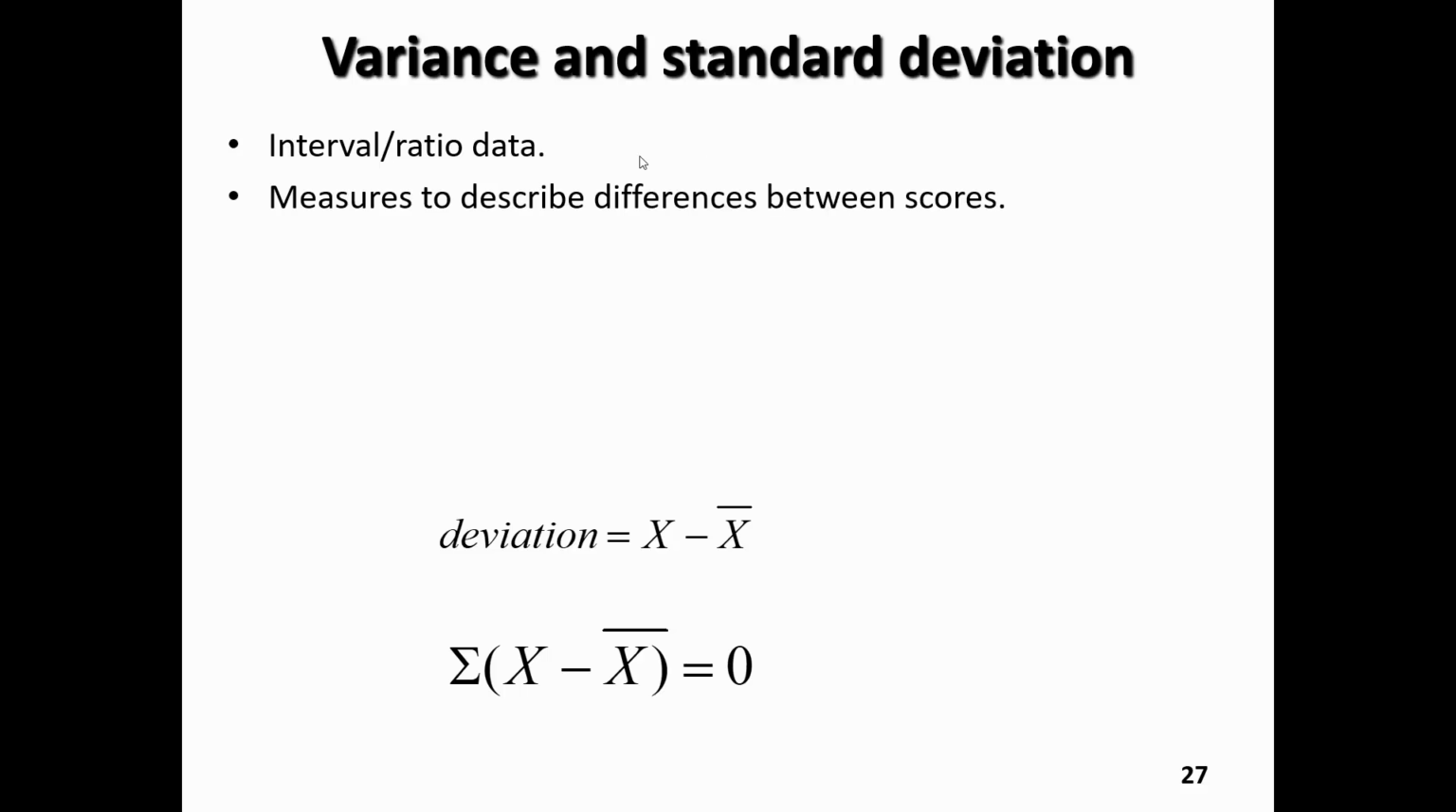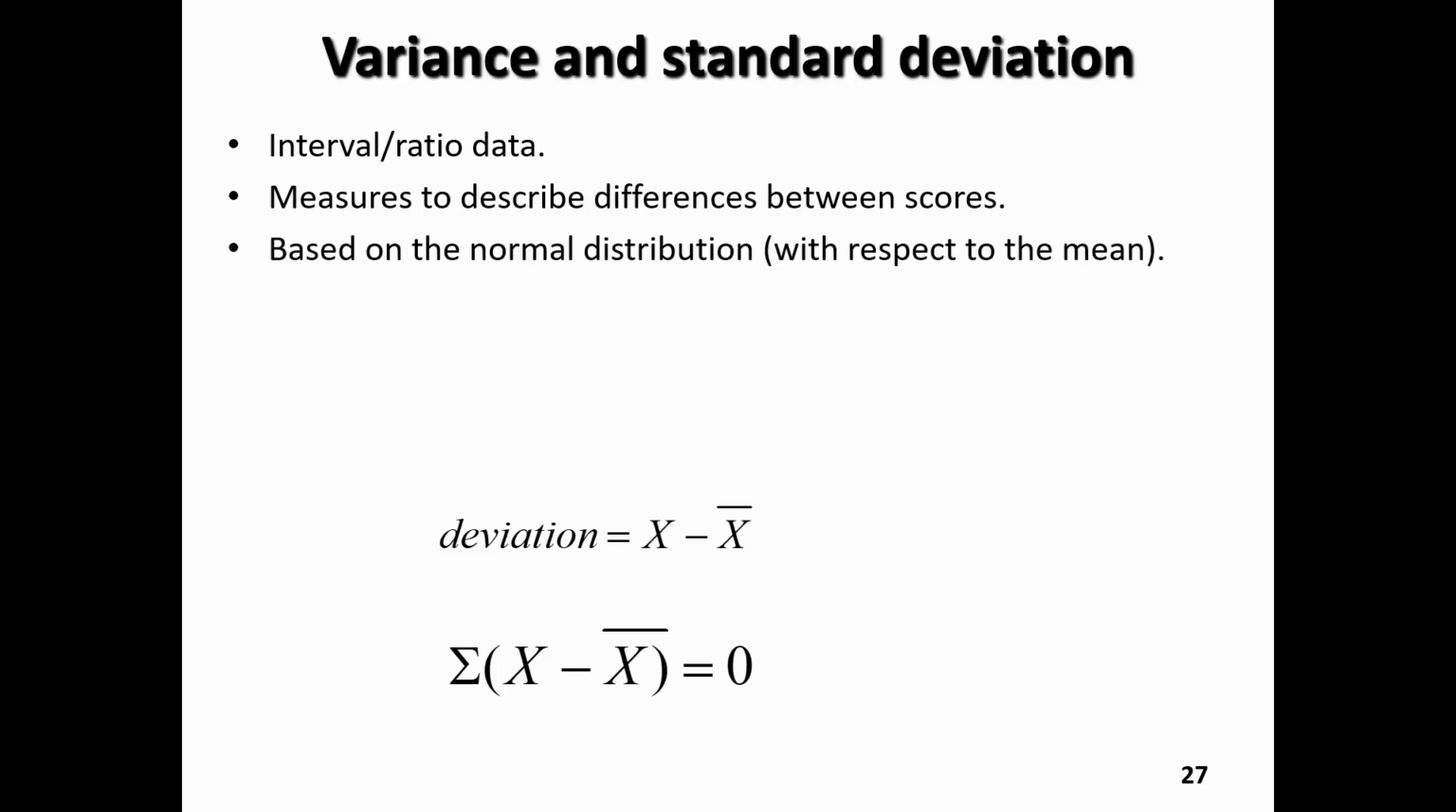The variance and the standard deviation are a way to describe differences between scores. What they do is calculate one number that characterizes, for all of the data, how much spread exists among all those numbers. The variance and standard deviation are typically based upon the normal distribution. In other words, when we talk about the variance and the standard deviation, we do so with respect to the average value of those numbers, or the mean.